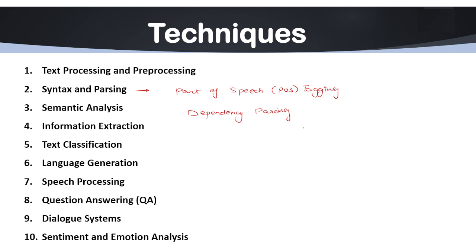Next we have dependency parsing. Under your dependency parsing, it analyzes the grammatical dependencies and relationships between different words. The third technique under syntax and parsing includes constituency parsing. Constituency parsing means breaking down a sentence into hierarchical subphrases like noun or verb phrases. So these 3 are under your syntax and parsing. I hope students everything is clear till now. If you have any doubt, you can surely share in the comment section.